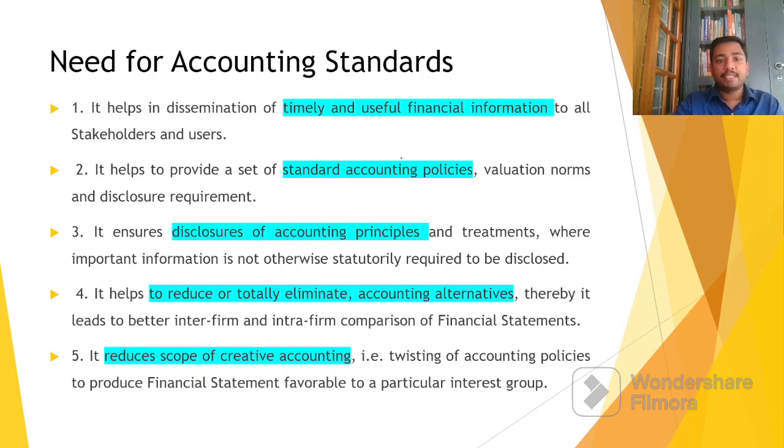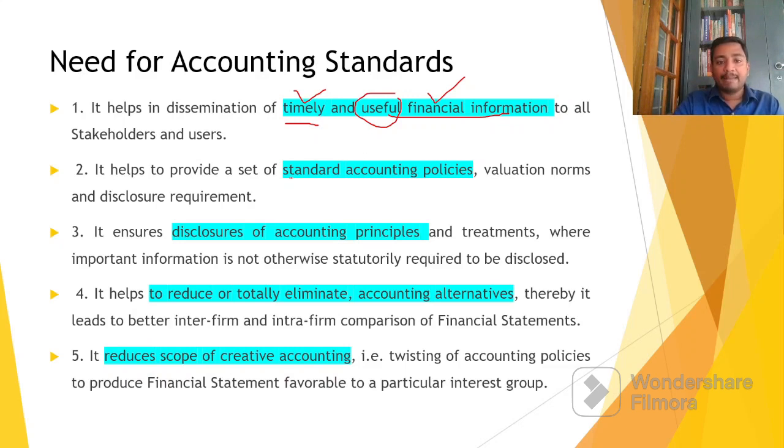First one, it helps in the dissemination of timely and useful information to all the stakeholders. You know, accounting is created mainly for its stakeholders, but the data should be available at the proper time, and only if it is available at the proper time does it have some usefulness. So the accounting standards make sure that the data is timely available.